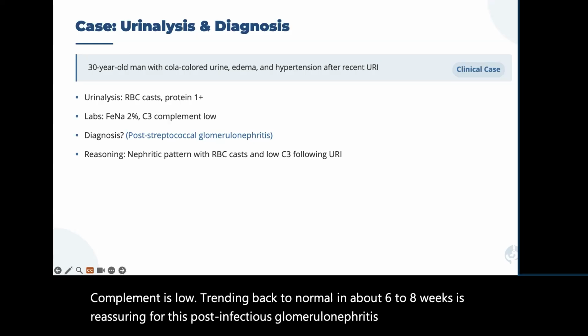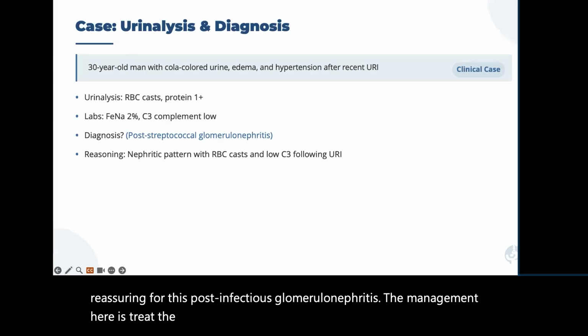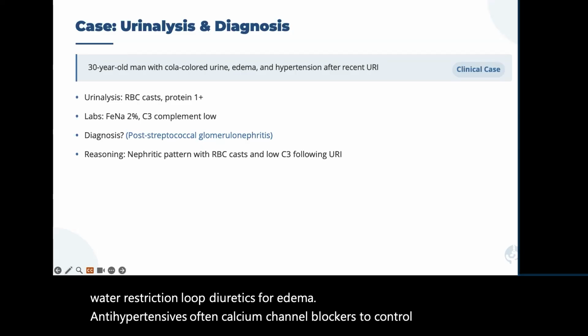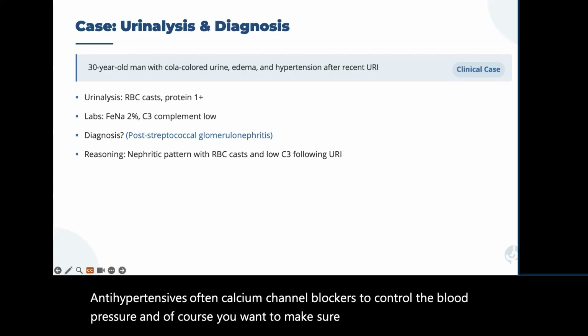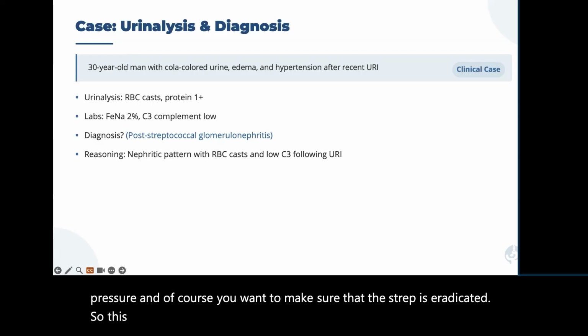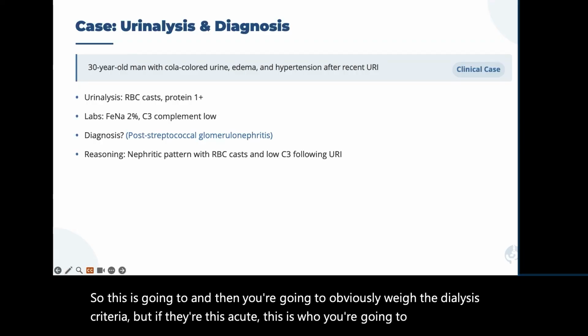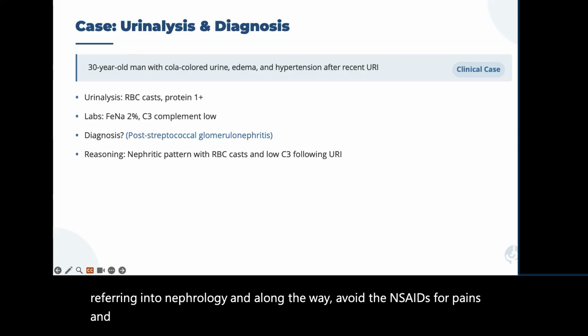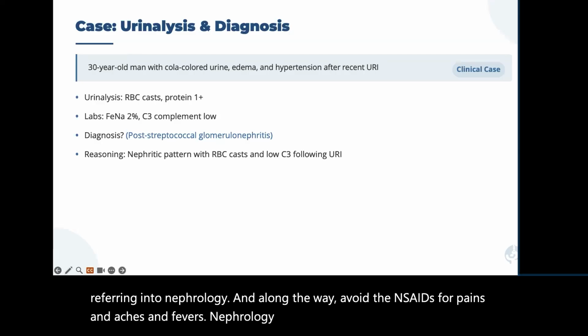The management here is to treat the inflammation's consequences: supportive care, sodium and water restriction, loop diuretics for edema, and antihypertensives, often calcium channel blockers to control the blood pressure. And of course, you want to make sure that the strep is eradicated. And then you're going to obviously weigh the dialysis criteria. But if they're this acute, this is who you're going to wind up referring to nephrology. And along the way, avoid the NSAIDs for pains and aches and fevers. Nephrology consult here.